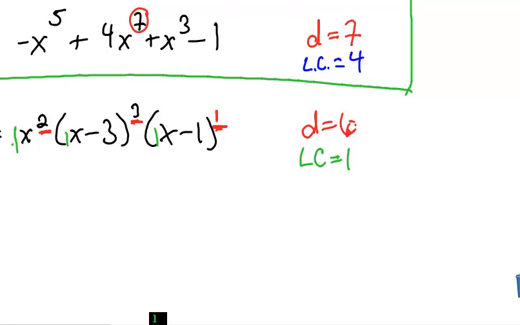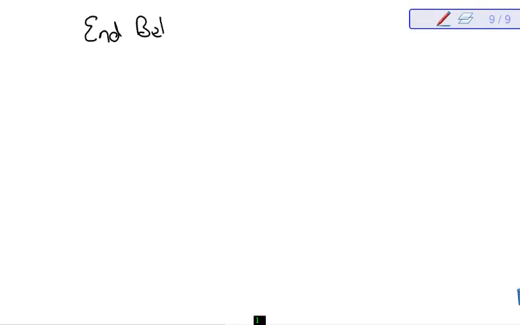And we're going to come back to several of these in a moment to discuss what happens with their graphs and everything. But right now we're just trying to look at what are their degrees and what are their leading coefficients. So when we talk about the graphs, we want to talk about what's called their end behavior.